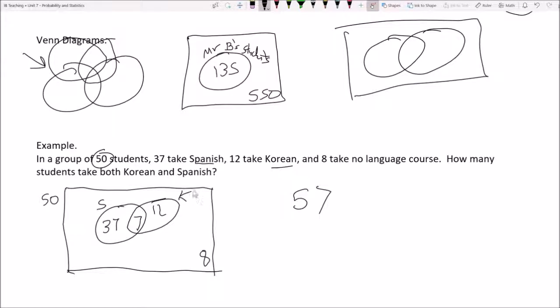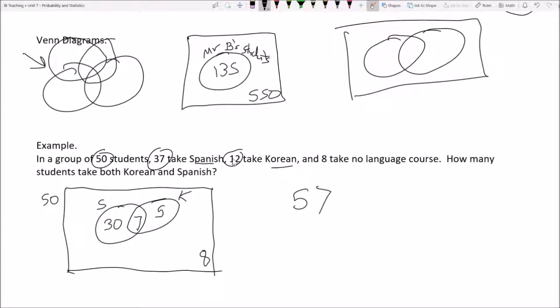Now, you have to be careful because right now, according to this diagram, how many students take Korean? It's actually 19, because you've got 12 here and 7 there. Both of those are in the Korean bubble, but there aren't 19, there's 12. So what we have to do is come in here and change that. I'm going to change it down to 5, and now 7 plus 5 is going to be 12. Same thing over here. So if 7 are there, we just need to take 7 off of here and make that 30. So now how many students, according to our diagram, take Spanish? We have 30 and we have 7. That's 37. How many students take Korean?